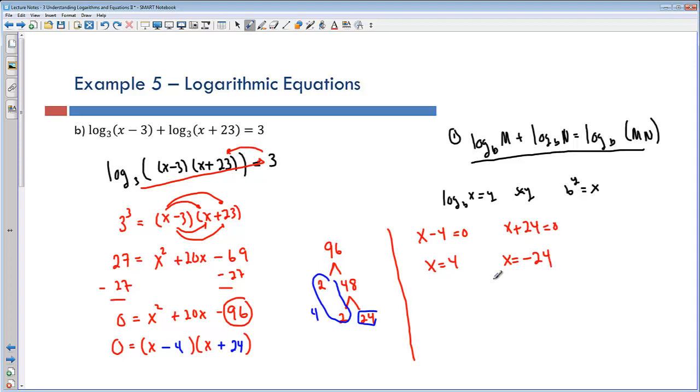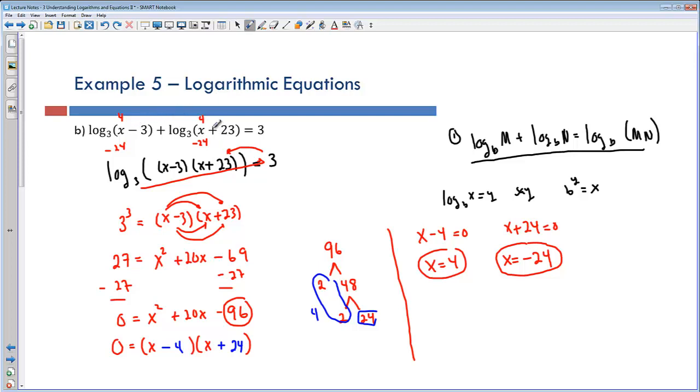Now I didn't mention this before, but you need to make sure you check your answers, because right now I think both of these are solutions to the problem, but it'll turn out that that's actually not the case. So when you come back in here and you try to plug in 4, if you put 4 here, 4 minus 3 will be 1. If you put 4 here, 4 plus 23 will be 27. And so the numbers are actually okay. But when you try to plug in negative 24 for x, this would be negative 24 minus 3, which is negative 27. When you try to plug negative 24 here, it would be actually negative 1.